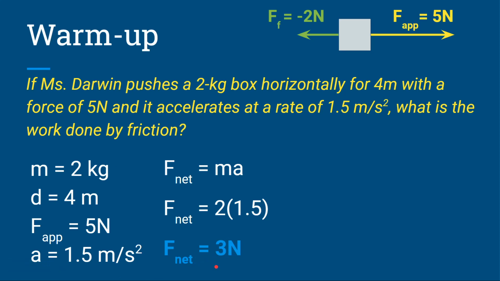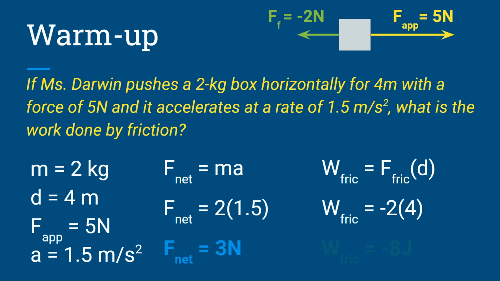Okay, so again, we've done this stuff before. But this one has to be -2. So my force of friction, I know, is -2. I can now use that in order to solve for the work done by friction, because work done by friction will be force of friction times the displacement of that box, which is -2 times 4, or -8 joules. So the answer to the first part of the warm-up is -8 joules.